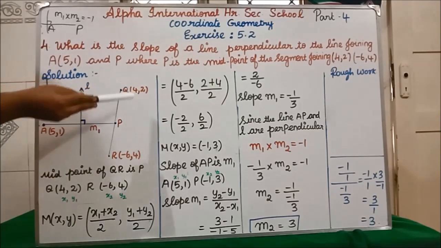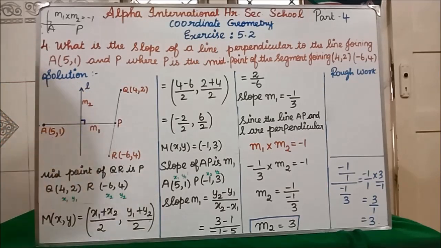Midpoint of QR is P. Q point is (4, 2). R point is (-6, 4). Now, the midpoint formula is what? M(x, y) equals ((x1 + x2)/2, (y1 + y2)/2). This is our x1, this is our y1. This is our x2 and this is our y2.